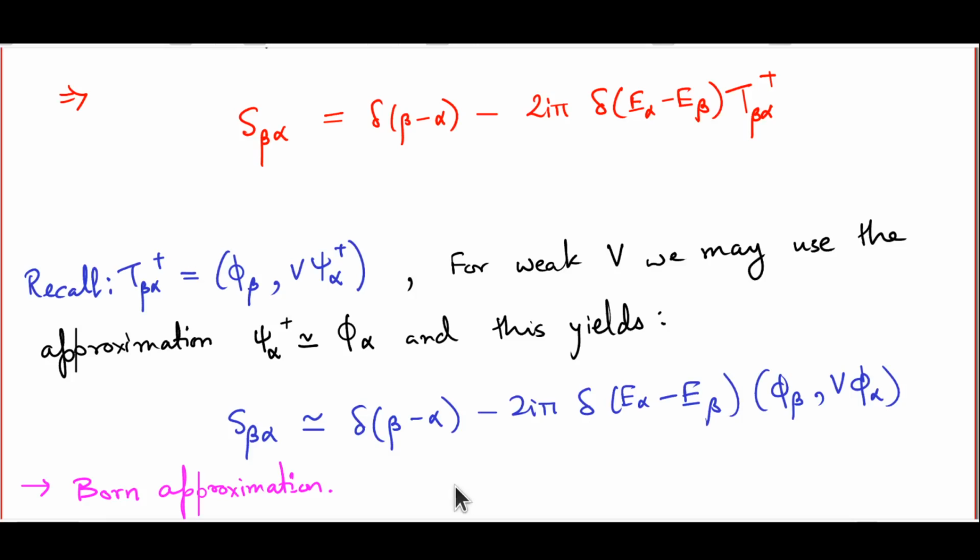This particular value for S beta alpha is approximate, of course, because you have replaced psi alpha plus with phi alpha, which is an approximation. And you can improve upon this, but this particular approximation is called the first Born approximation. And very often in scattering theory, using this is enough to get useful results about physical systems.